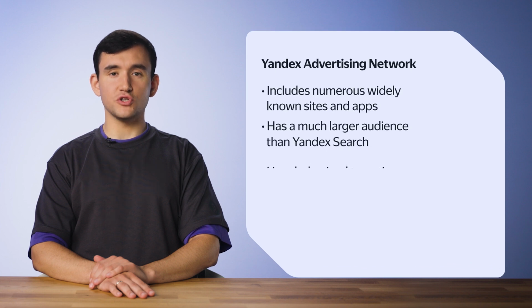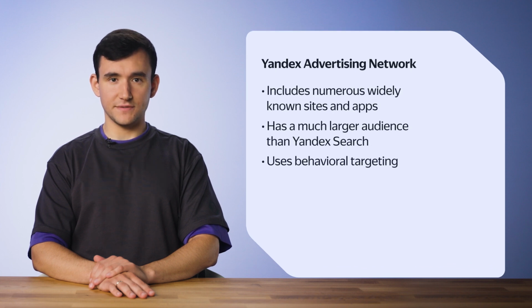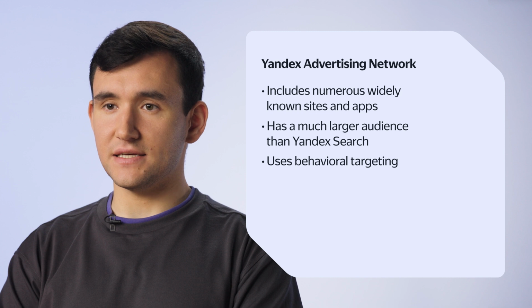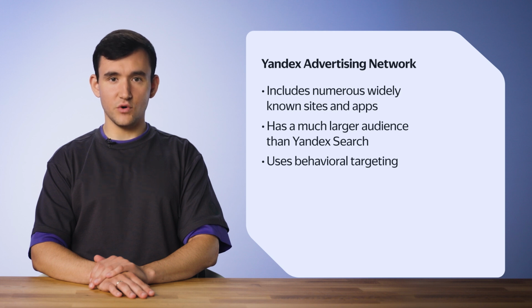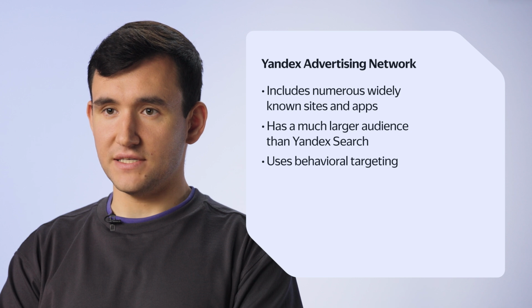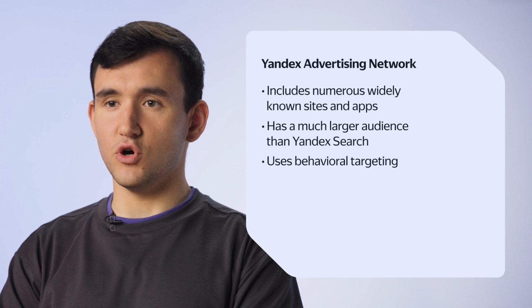In addition to mobile search, app ads can be displayed on a wide range of mobile web pages as well as within ad units in other apps. These resources are what we refer to as the Yandex Advertising Network. Our advertising network includes numerous widely known sites and apps. When browsing pages within these sites and apps, users can encounter special ad units and interact with them. Note that the Yandex Advertising Network has a much larger audience than Yandex Search. With app advertising, we can reach all these users on mobile devices.